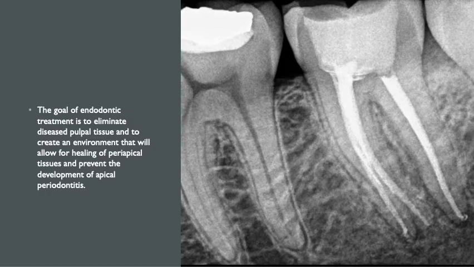Basically زي ما أخذته بالمحاضرات الأولى, the goal of endodontic treatment is to eliminate diseased pulpal tissue and to create an environment that will allow for healing of periapical tissues and prevent development of apical periodontitis. Basically, endodontics, our root canal treatment, is all about disinfection of the root canal system and preventing infection or reinfection of the root canal system.